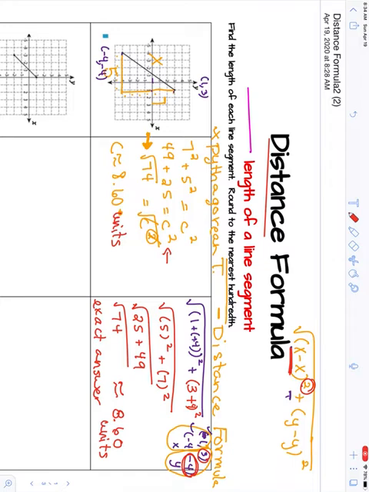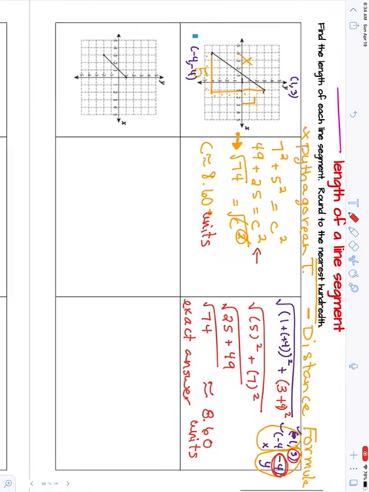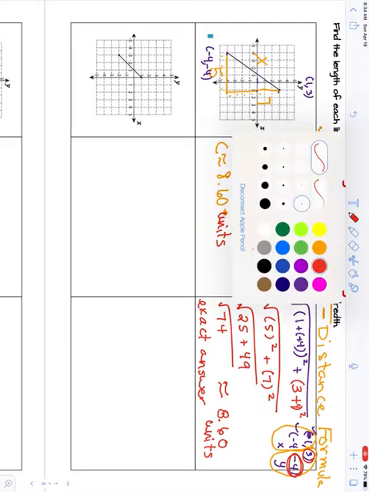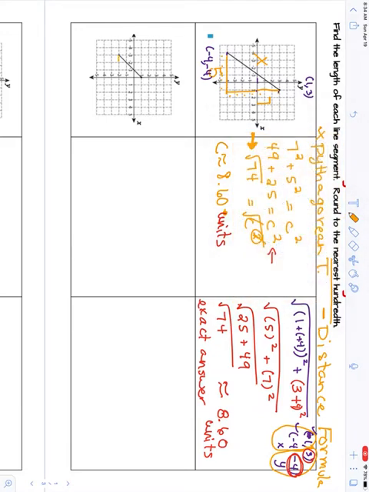All right, so that's the Pythagorean theorem versus distance formula. Again, I find it easier just to go with Pythagorean theorem because it's one less formula you have to remember. All right, so Pythagorean theorem. Let's make our triangle. 1, 2, 3.